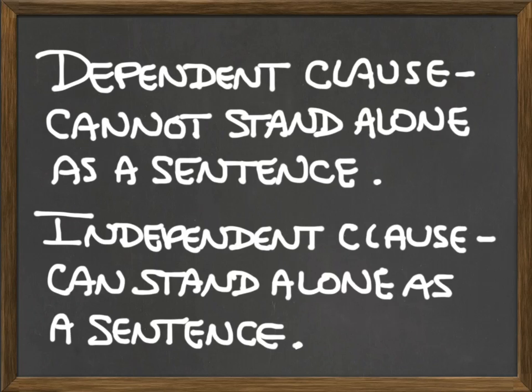One is a dependent clause, and that means if you take the clause out of the sentence in which it appears, and you put a period at the end of that clause, it is not a complete sentence. An independent clause, as the name implies, can stand alone as a sentence. You could pull that independent clause out of the sentence in which it appears, put a period at the end of that independent clause, and it would be a complete, full, proper sentence. Okay.